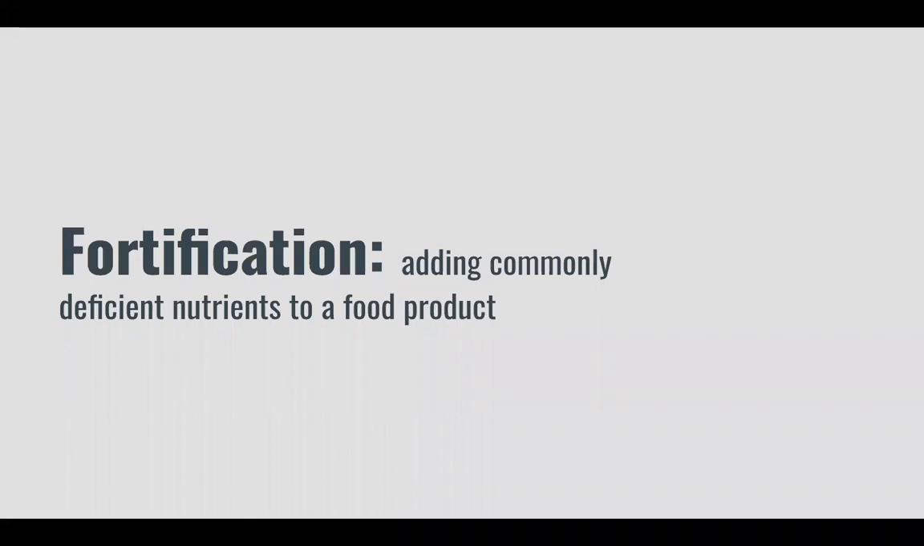The first process we will look at is fortification. This is where commonly deficient nutrients are added to a food product. These are foods that naturally do not contain these particular nutrients. However, because these are common food items and these nutrients are common deficiencies, the thought is that by adding these nutrients to these common foods, people are more likely to get these deficient micronutrients. Fortified foods, then, are those that have undergone the process of fortification.